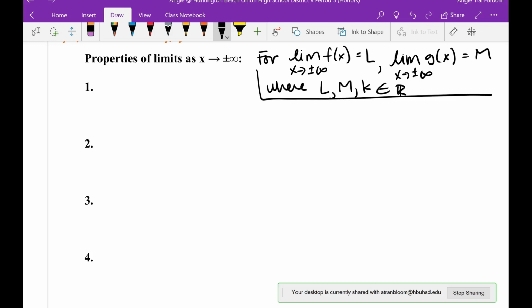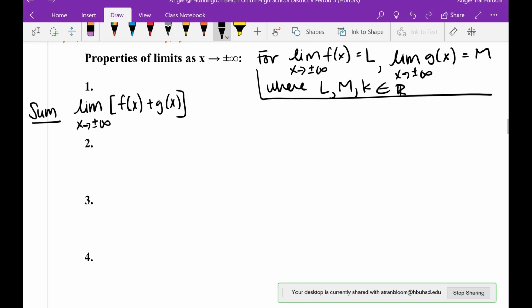So just like the other set of properties, the sum: if I ask you to find the limits as x approaches positive or negative infinity, doesn't really matter, of two functions adding together, can you separate them? And then find the limits. Okay, so that's the same as before. Can you guys agree? Sure. Okay, so that's really just L plus M. Okay, so you can totally separate them.